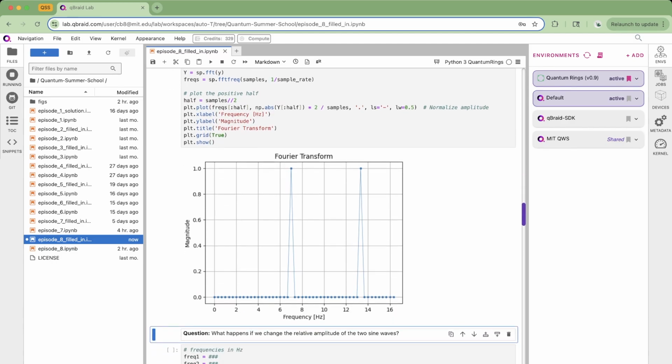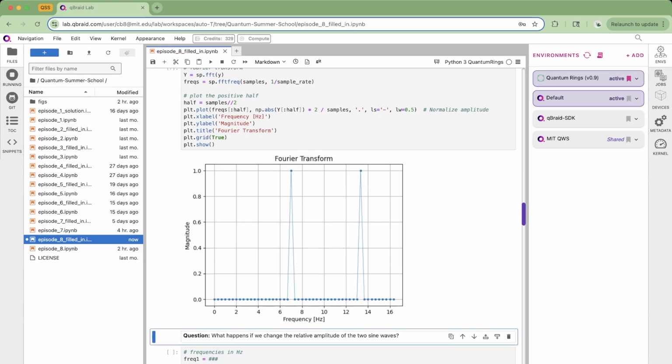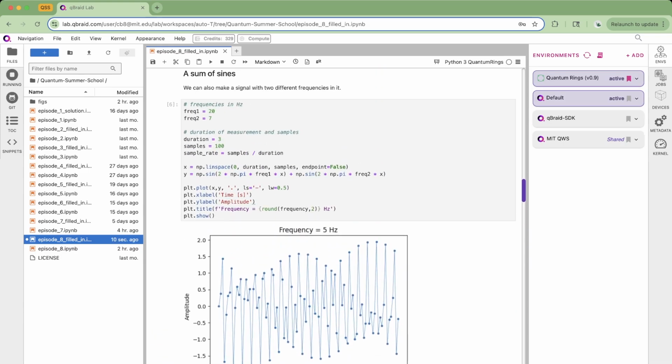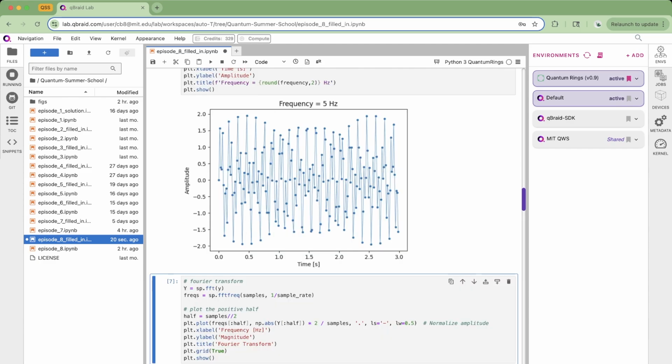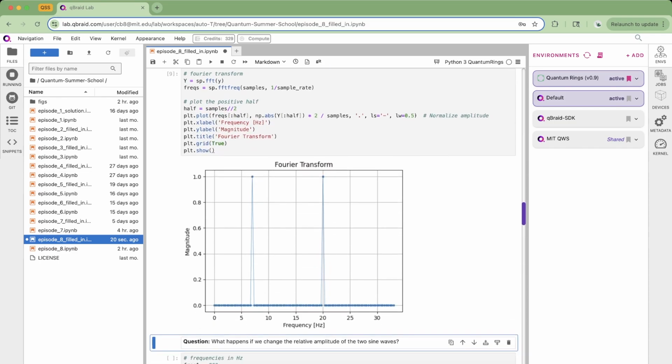One thing that you might notice here is I said, okay, we're going to have 7 hertz and 20 hertz. And here we picked up on the 7 hertz, but we haven't picked up on the 20 hertz. One of the reasons for that is we have to be careful about the duration of measurement and the number of samples. So we can actually increase the number of samples. So if we make this 200 instead, now we can actually see into higher frequencies. This makes sense because if the distance between your sampling points is too high, you could miss higher frequency signals.